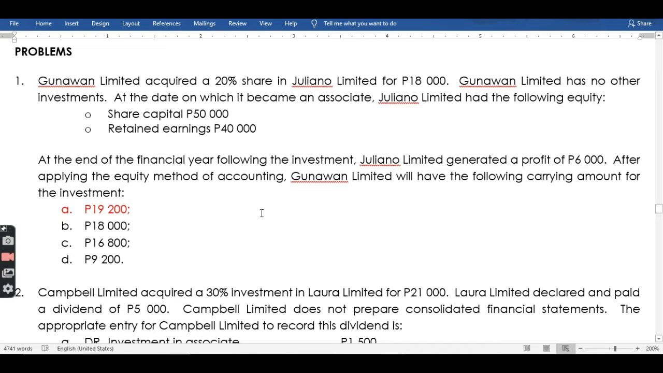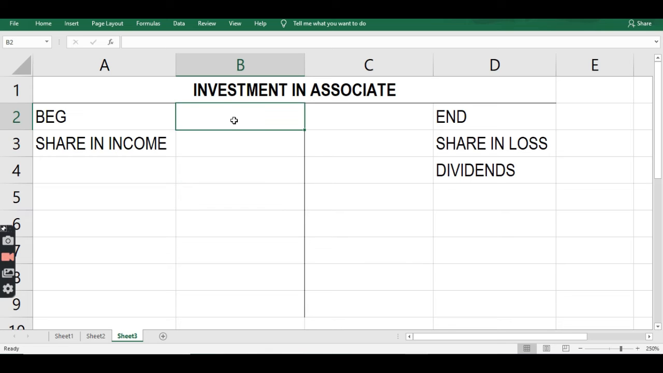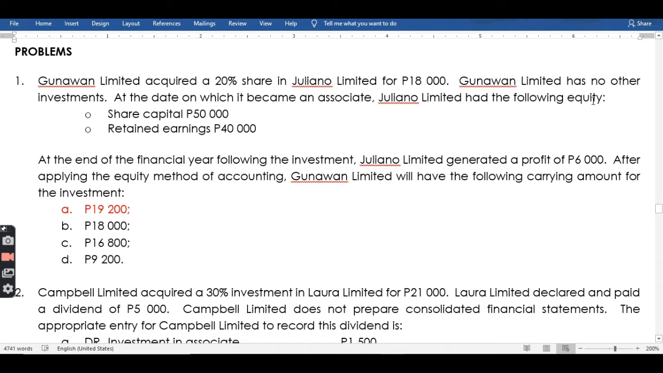Okay, sige. So let's start with question number 1. So Gunawan Limited acquired 20% share in Juliano Limited for 18,000. Okay, so basically yun na yung amount na i-recognize natin doon sa cost ng ating investment. So this is going to be 18,000. Okay, Gunawan Limited has no other investments. At the date on which it became an associate, Juliano Limited had the following equity items. So we have 50 at saka 40.